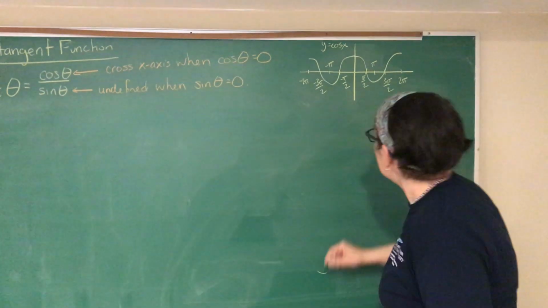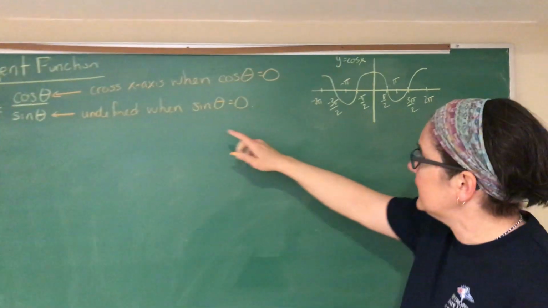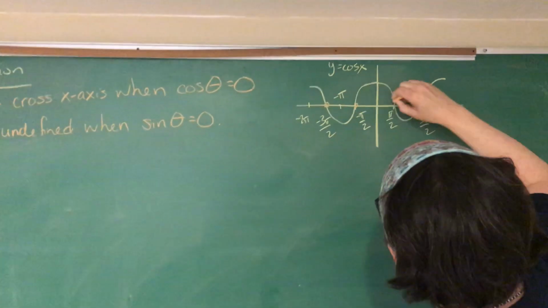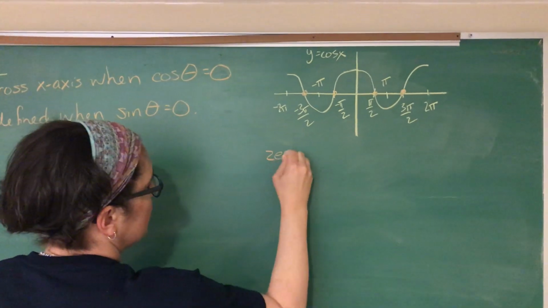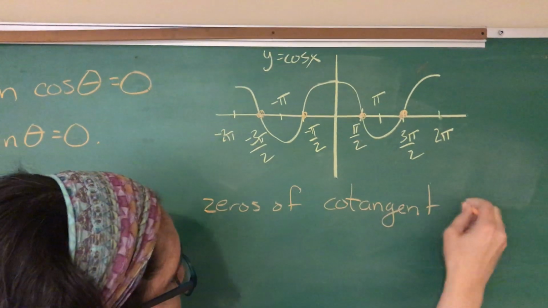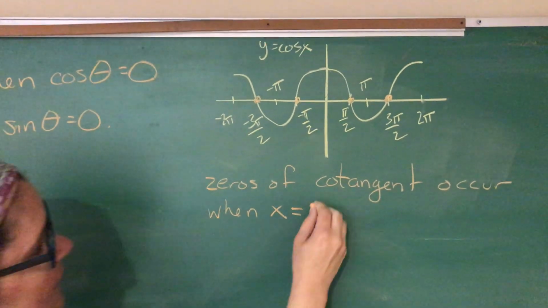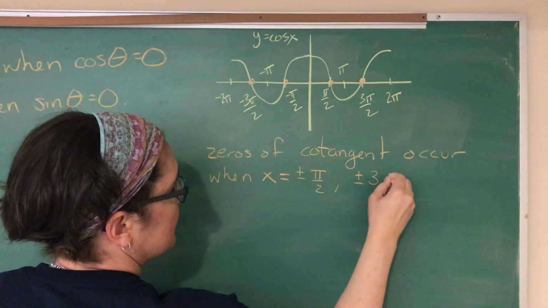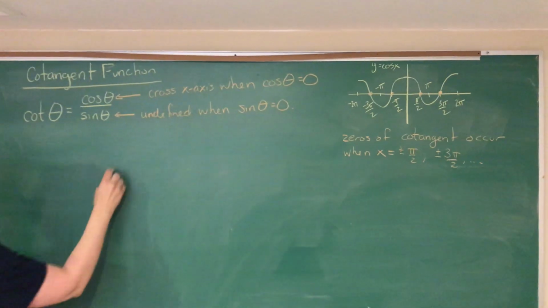And so I know that I'm going to have a place where our cotangent function will cross the x-axis when the numerator is 0, so when cosine is 0. So zeros of cotangent occur when our input is plus or minus pi over 2, plus or minus 3 pi over 2, etc. Which means I can start to draw some things.